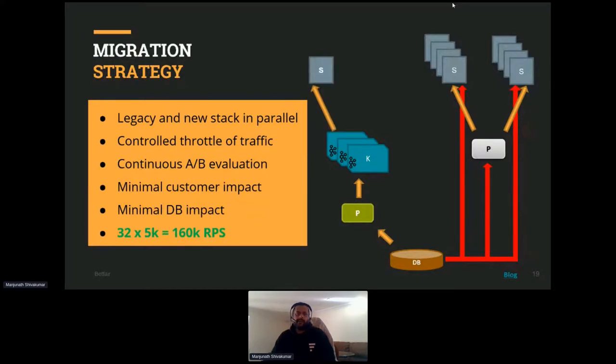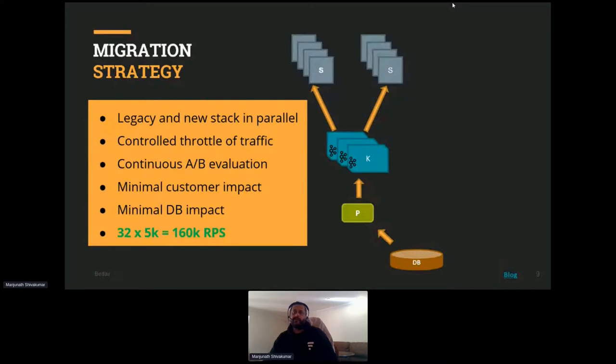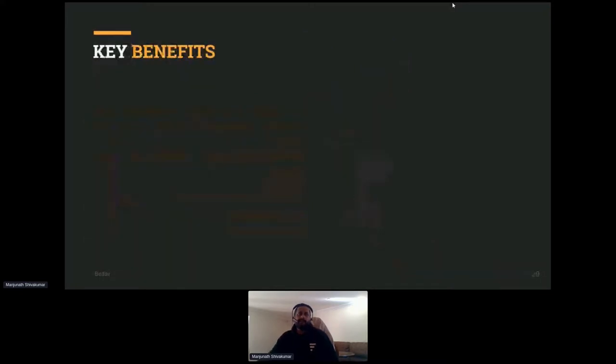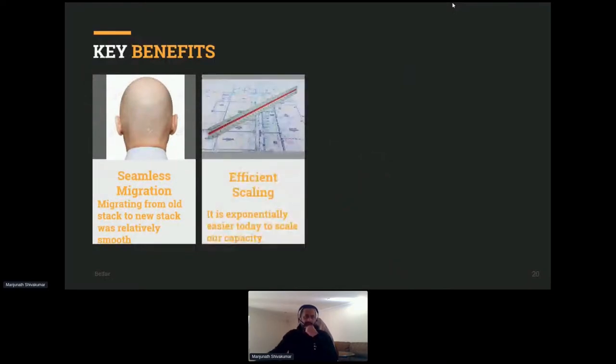So effectively, what we tried to do is run the new stack, then remove some of the old servers to reduce the load on the DB, and use the same boxes to run the new architecture. This allowed us to do the migration as seamlessly as possible. And finally, we were able to switch off the entirety of the old stack and reduce the load on the database in the process. So what did we achieve? Of course, the migration was pretty seamless because of how we designed the whole thing with the ability to throttle.